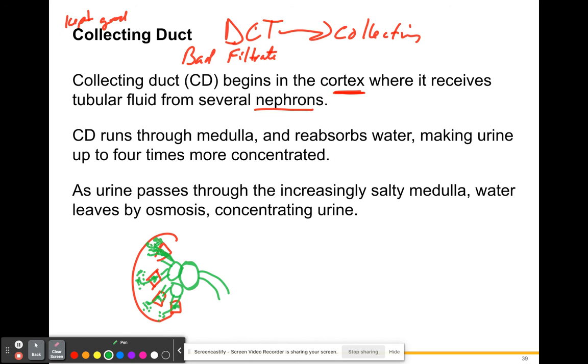As it runs through the medulla, water is being reabsorbed, okay? And then what you're left with is much more concentrated urine. As urine passes through the increasingly salty medulla, water leaves by osmosis. That's how the medulla removes water content.